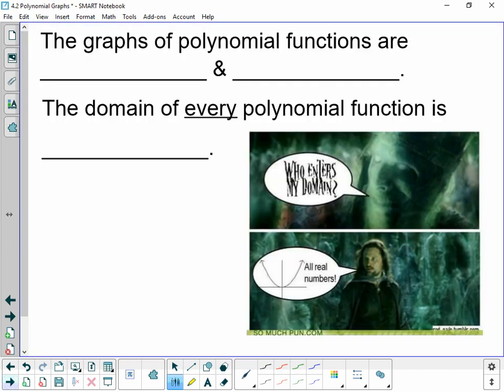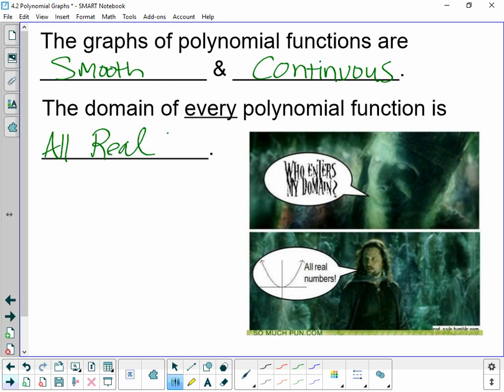So the graphs of polynomial functions are smooth, they're continuous, and the domain of every polynomial function is all real numbers. You can write that with this R symbol, or you could write it like this as well.